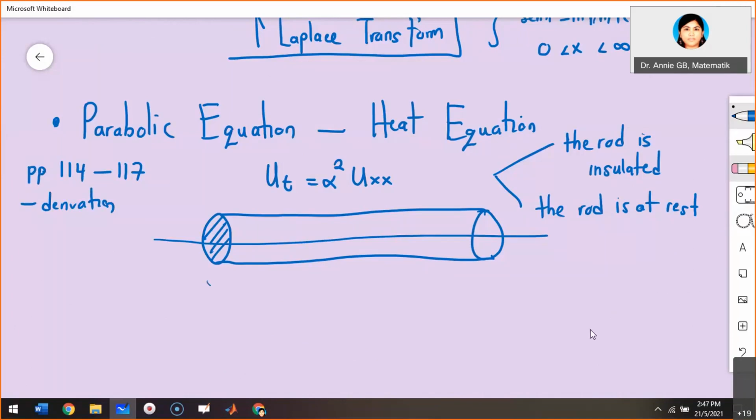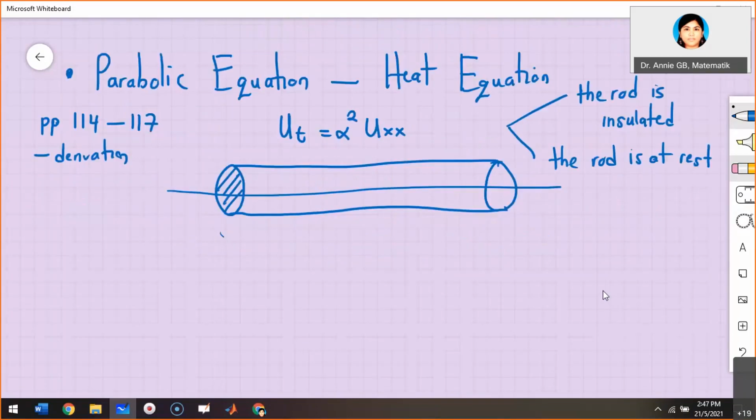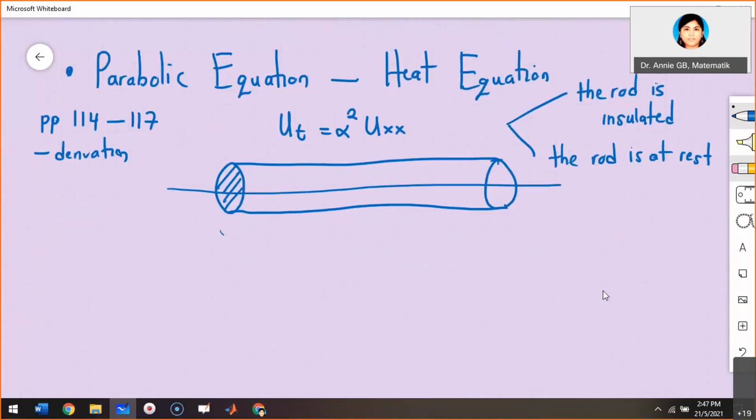So kita boleh tanya soalan like how can the temperature change in terms of time? Kalau both end constant tapi different temperature, what will happen? Kalau kita ada insulation, penebat, what happened, okay? All this can be known based on the boundary condition. Okay, boundary condition.